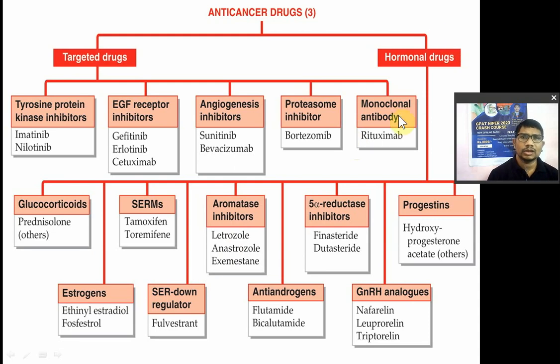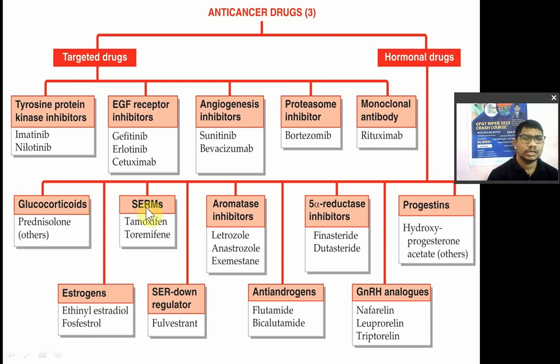In the hormonal drugs, you have different classes. The first one is glucocorticoids. In that, prednisolone and dexamethasone are most commonly used. They are lympholytic in nature. They are used in leukemia and lymphoma. Then estrogens: ethyl estradiol, phosphestrol. They are the estrogens useful in prostate cancer and breast cancer in the male.